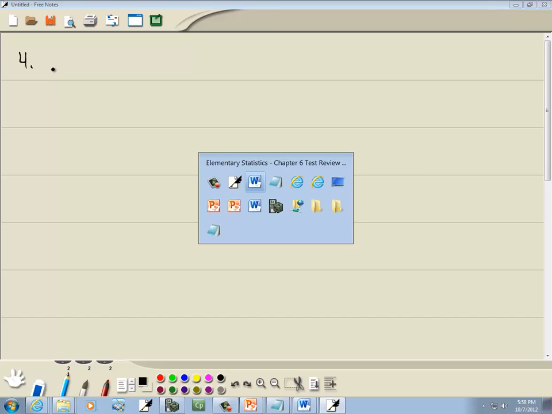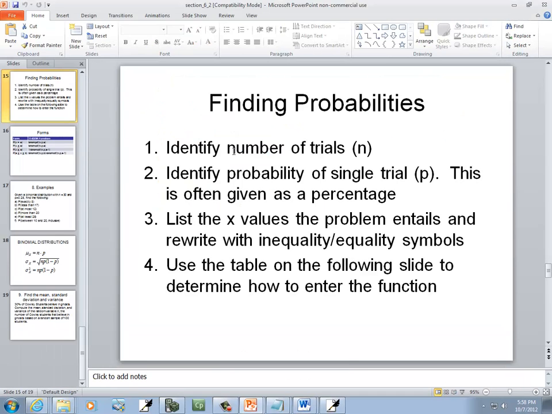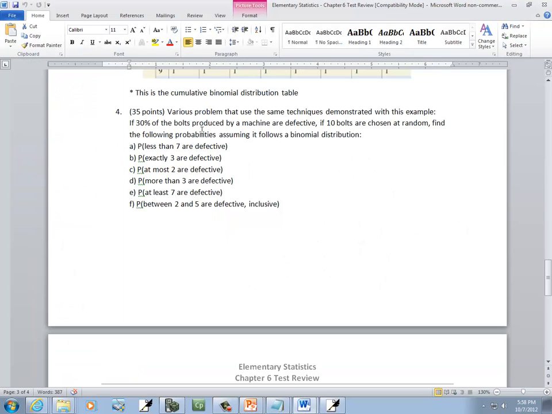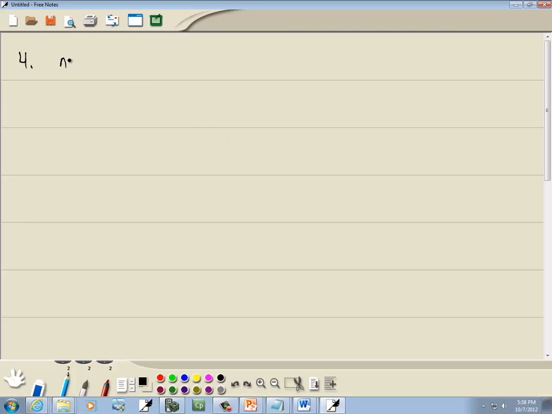Okay. Now this is a binomial. Our steps for a binomial. First step, when finding probabilities, identify n. N is our total amount we're talking about. We're looking at 10 volts. So n is 10.